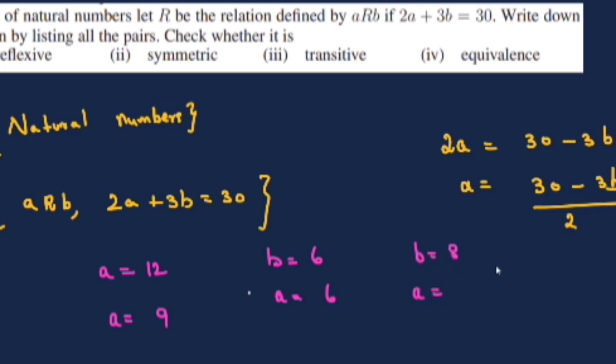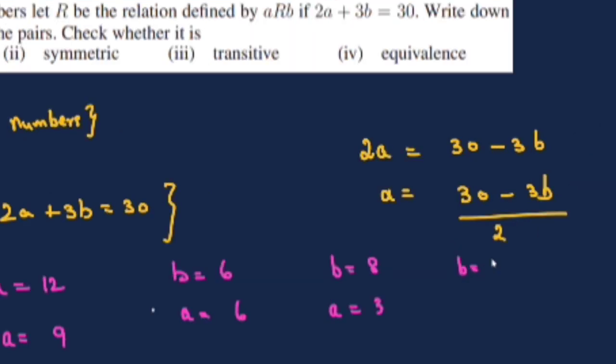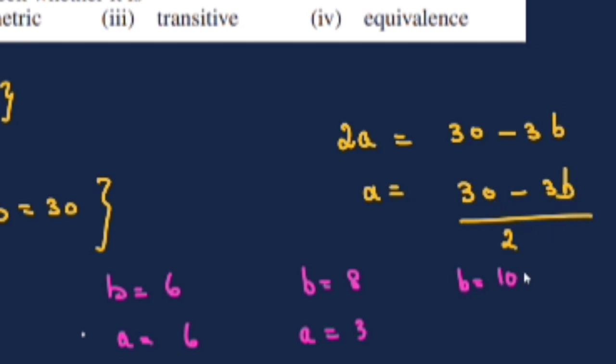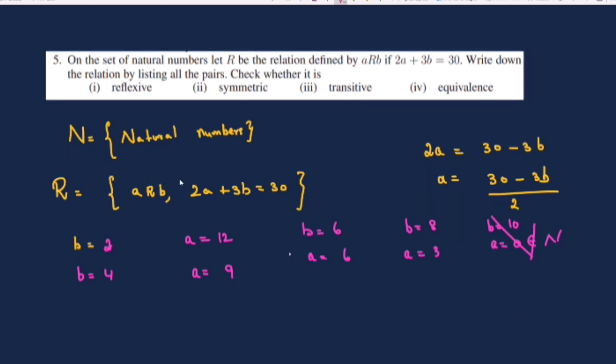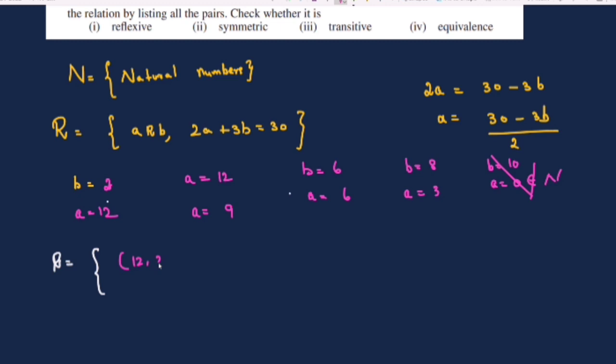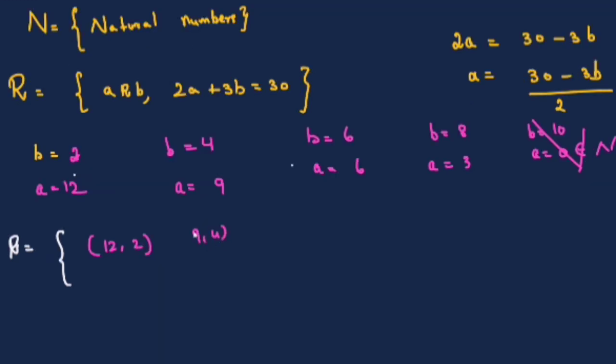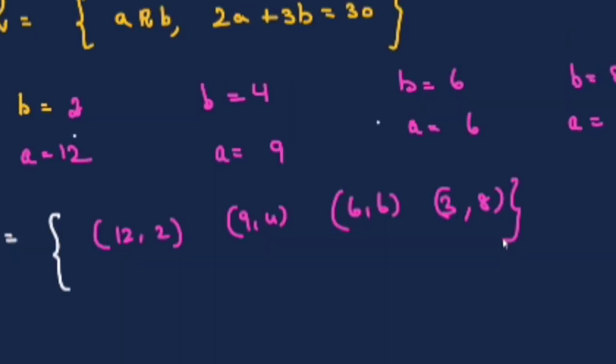B as 8. What is A? 30 minus 24, by 2, that is A is 3. Give B as 10. What do you get? 30 minus 30, by 2. A as 0. Is 0 a natural number? No. After that you get negative numbers only. After B, if you give 11, you all will get negative numbers. 0 itself we can't take. So this is not included. Let us omit this. So what are the ordered pairs? Now you write the relation. So R is (12, 2), (9, 4), (6, 6), and (3, 8). So these are the elements: (12, 2), (9, 4), (6, 6), (3, 8).